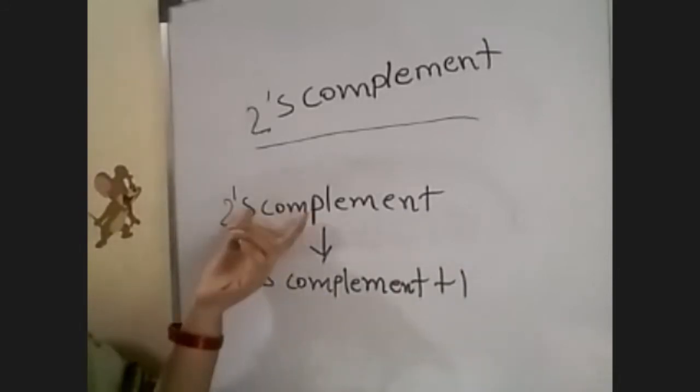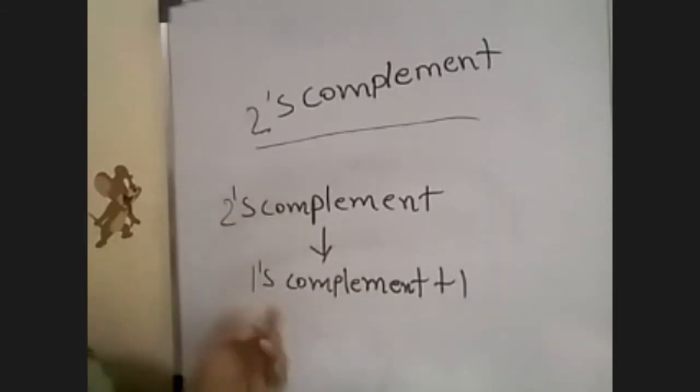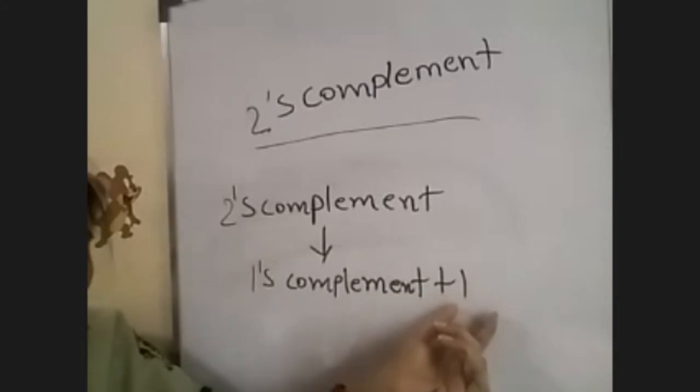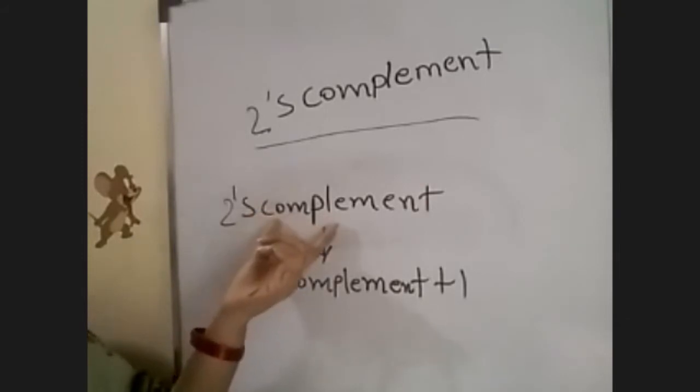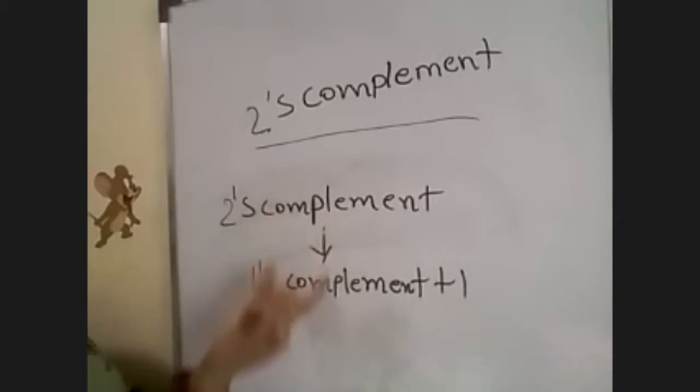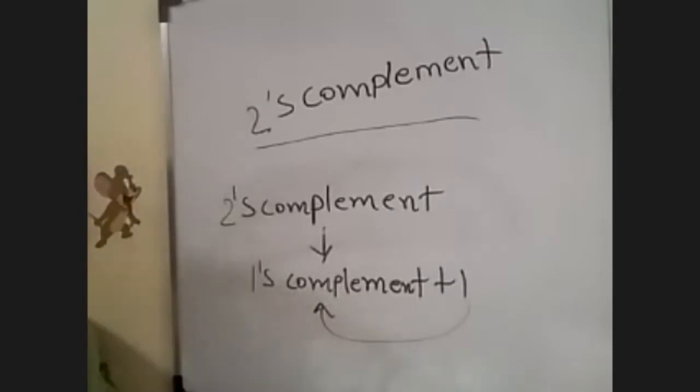To find the two's complement of a given number, first convert that binary number into its one's complement. Then add 1. That is the two's complement representation. The two's complement is a binary number that results when we add 1 to the one's complement.